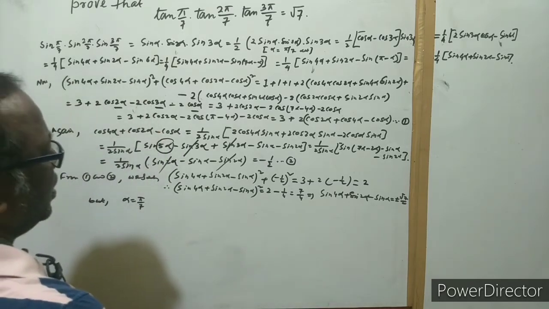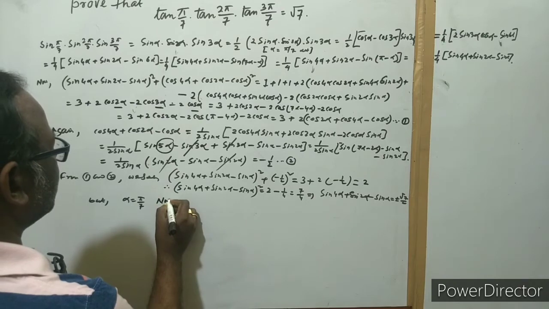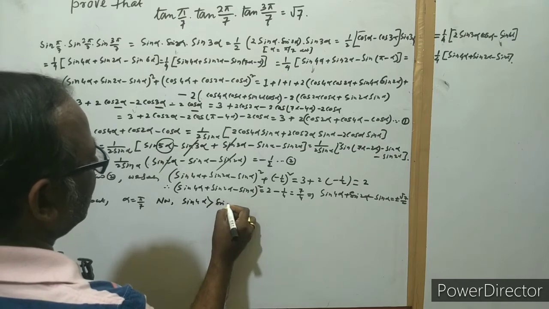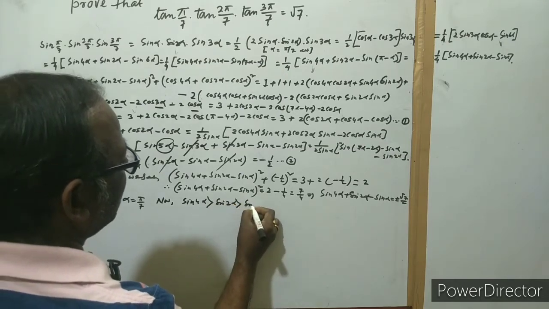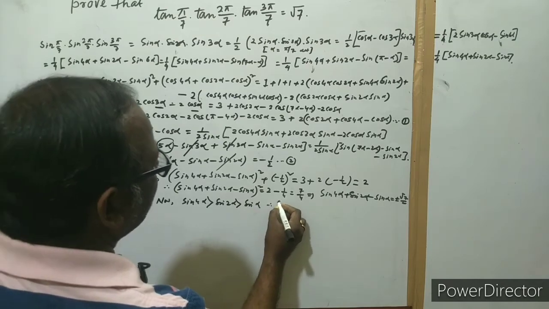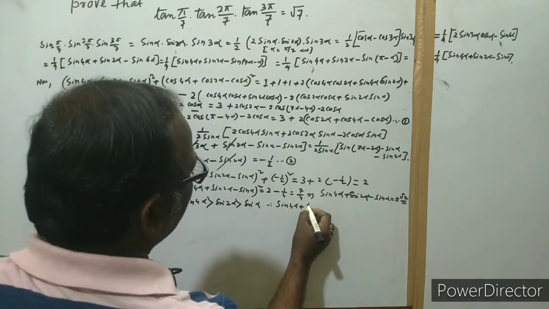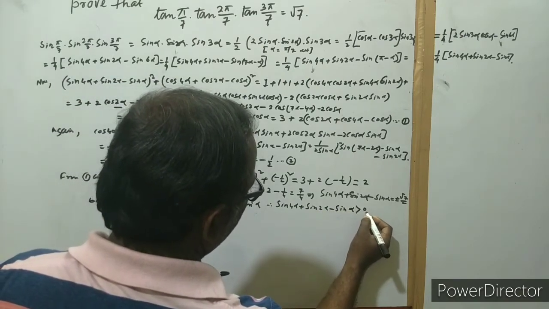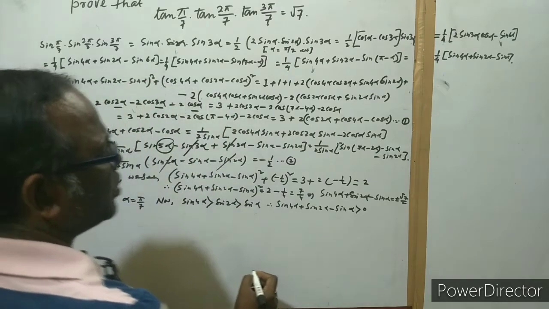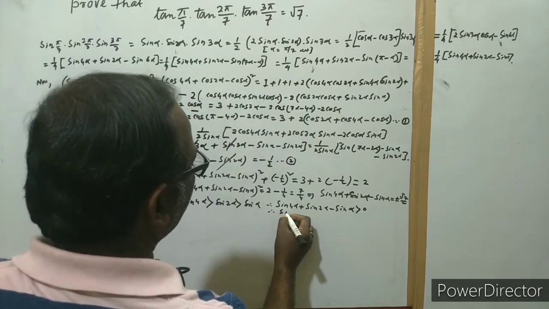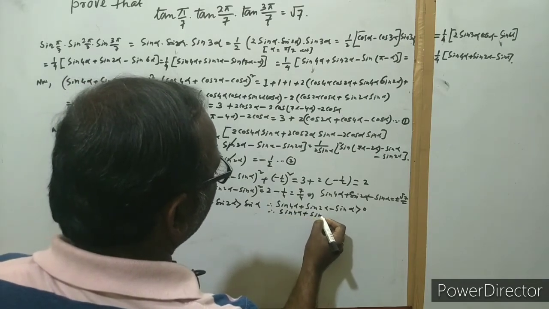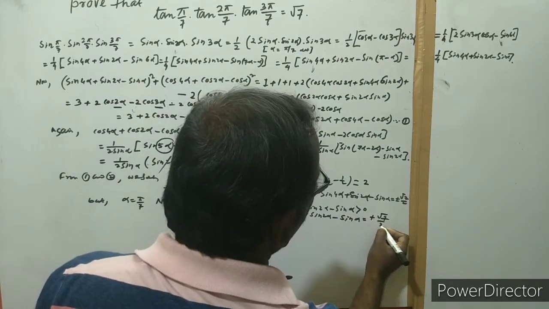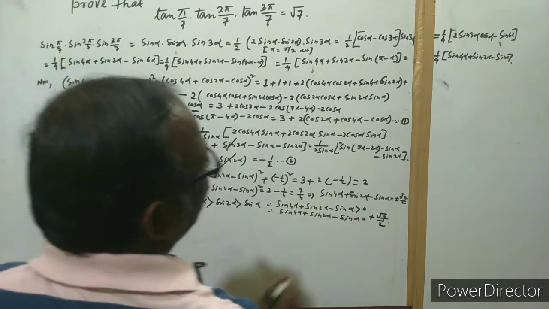Okay, now sin 4 alpha is more than sin 2 alpha, is more than sin alpha. Therefore sin 4 alpha sin 2 alpha minus sin alpha is more than 0. Okay, and this is positive. Therefore sin 4 alpha sin 2 alpha minus sin alpha is equal to plus root 7 by 2. Okay, this fourth value lies on the first quadrant.